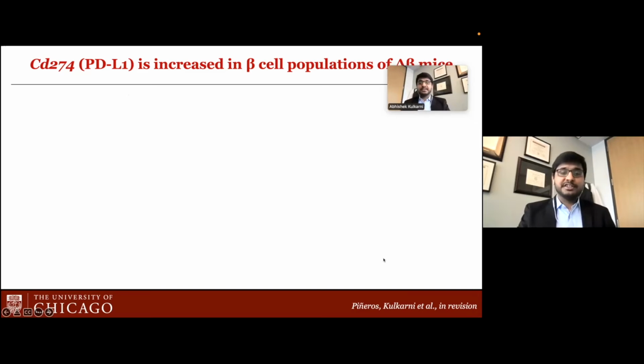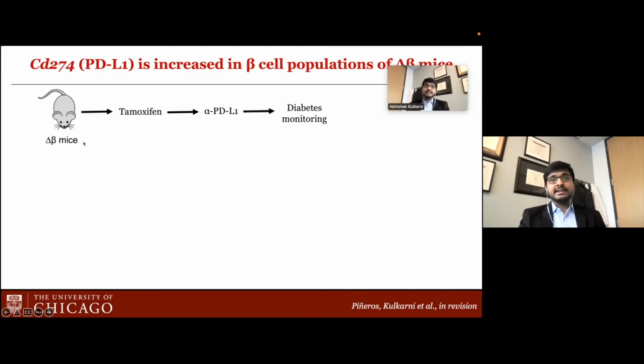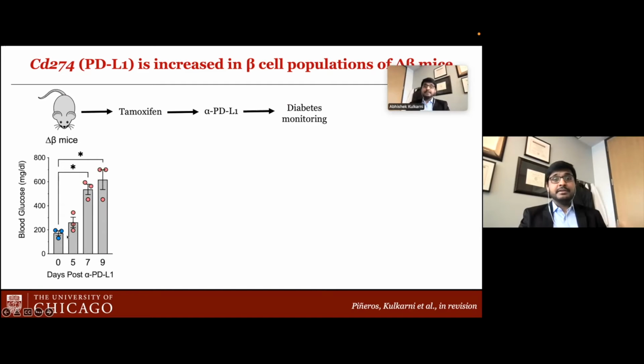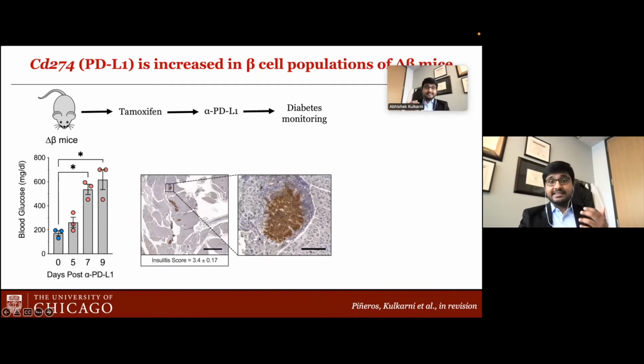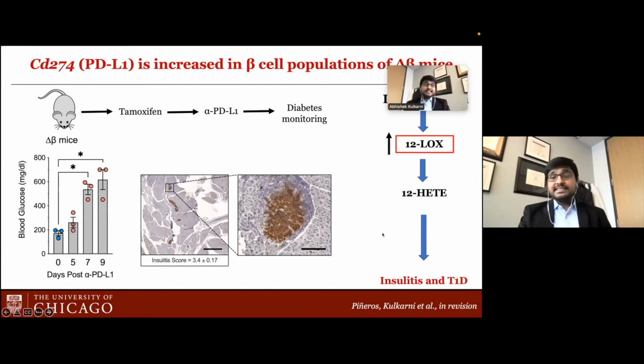So as a form of rescue experiment, we then treated these delta beta mice with a PDL1 antibody. It's also known as checkpoint inhibitor, and then monitored these mice for diabetes. Now, if you remember, these mice were significantly protected from diabetes for over 25 weeks of age. But as soon as they were administered with PD-L1 antibody, within a week, they exhibited severe hyperglycemia. And this effect was concurrent with a very high insulitis in the islets. So this experiment told us that 12-LOX signaling promotes insulitis via inhibition of PD-L1.